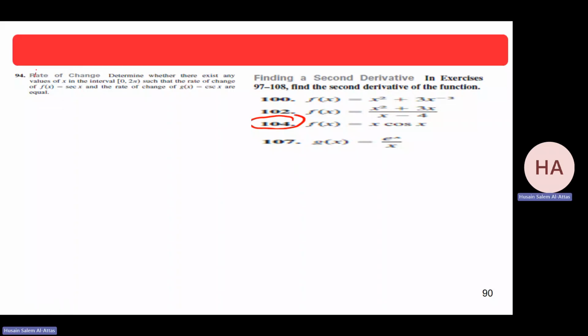Okay, we are done with this. So we'll do now these problems. So we'll do 100. What's the idea in this question? He wants us to find the second derivative. So we'll find the first, then find the second. That's it. x squared plus 3x minus 3, where it's very difficult to find a pattern. So we'll just do the calculations.